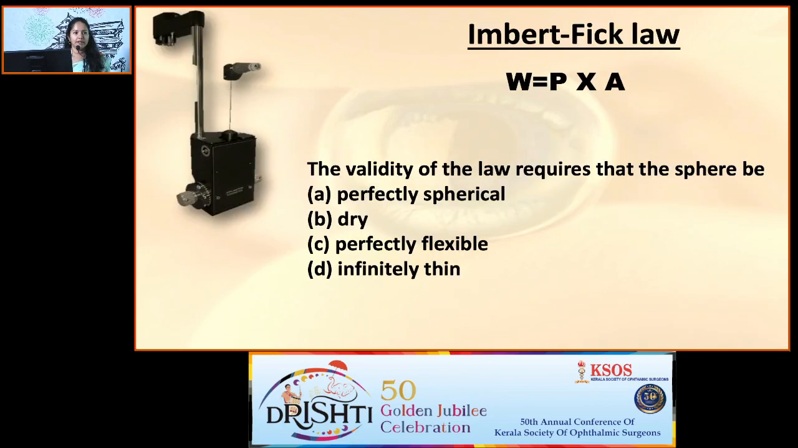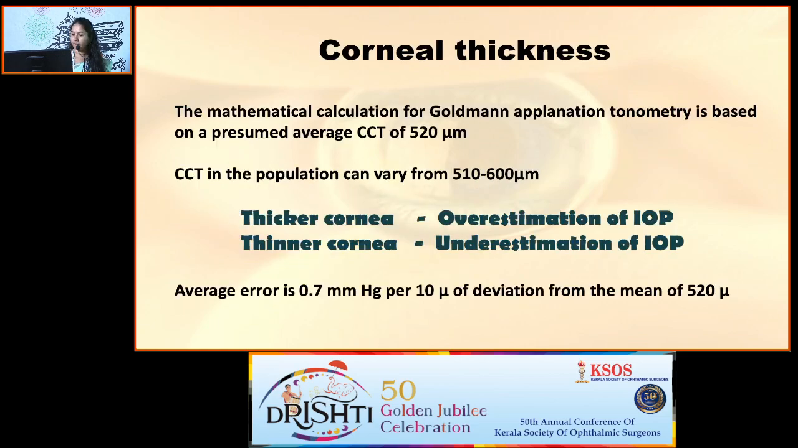As we know, the Goldmann applanation tonometer is based on the Imbert-Fick law, that is, force applied externally is equal to pressure within the sphere multiplied by the area of applanation. But the validity of the law requires that the sphere be perfectly spherical, dry, perfectly flexible, and infinitely thin. None of these criteria is met by the globe. That itself is a cause of error, and the most common error comes from corneal thickness, because the mathematical calculation for GAT is based on the presumed average corneal thickness of 520 microns.